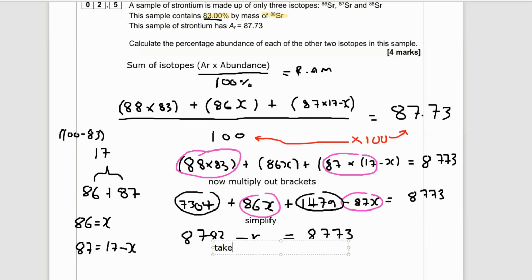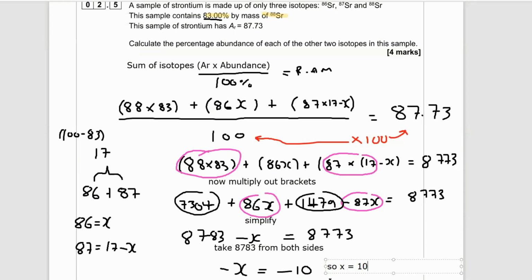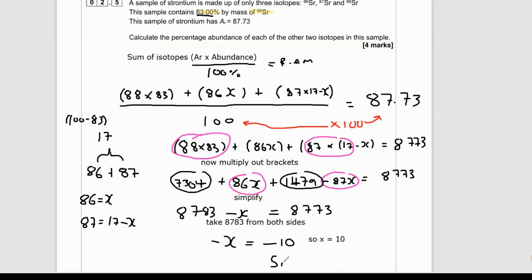So what we're going to do is subtract 8,783 from each side so that we leave the minus X on its own. So let's get rid of 8,783 from each side. And we're going to be left with minus X equals, oh, sorry. Minus X is equal to minus 10. So if minus X equals minus 10, that tells us that X equals 10.